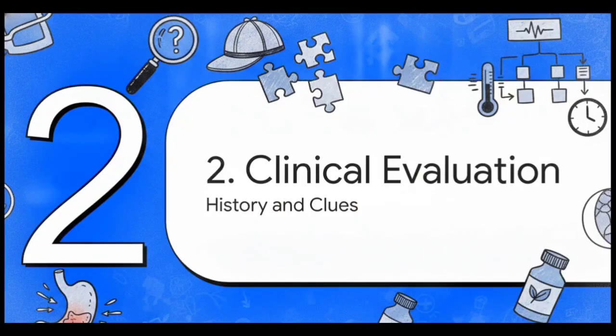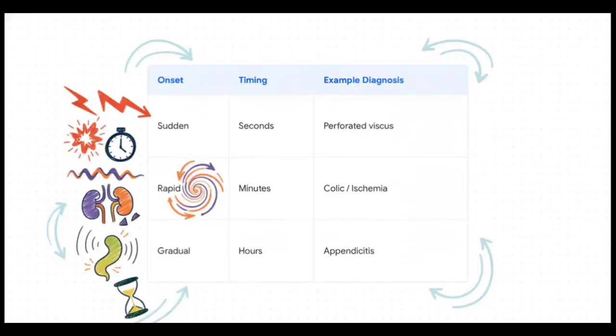Moving on to Section 2, clinical evaluation and history. Let's see how gathering the exact right clues sets up your entire diagnostic pathway. When you're taking a history, onset timings are pure exam gold. You've got to memorize these.